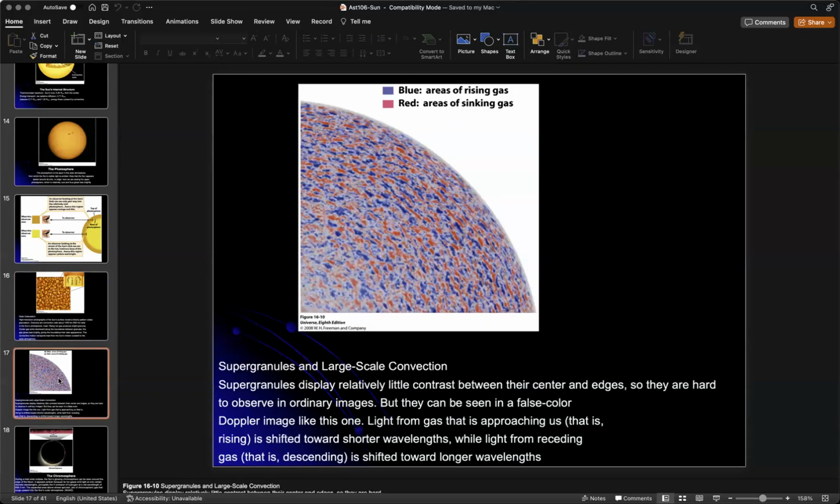Then there are some things called supergranules. Even larger scale convection cells are formed, which are called supergranules. These are not visible with the eye, but with instruments that measure the movement of the gas and plasma with the Doppler effect, we can see areas of rising gas and sinking gas.